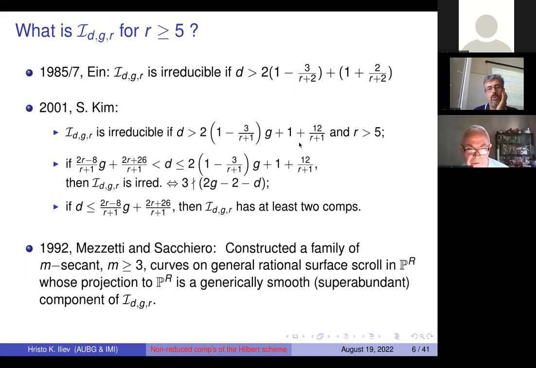And then she found also that if d is between this number here, (2r - 8)/(r + 1) times g + (2r + 26)/(r + 1), and the number that I just mentioned, then I_{d,g,r} is irreducible if and only if this number 2g - 2 - d is not divisible by 3.